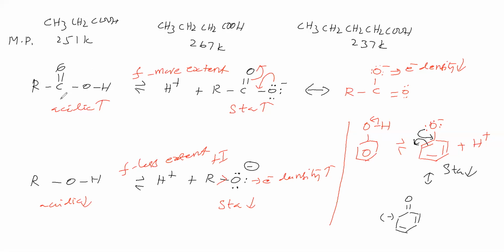So one point already we said, carboxylic acid is more acidic than alcohol. Now we are saying carboxylic acid is more acidic than phenol. Phenol is more acidic than alcohol, because phenoxide goes for resonance, alkoxide is not going for resonance.